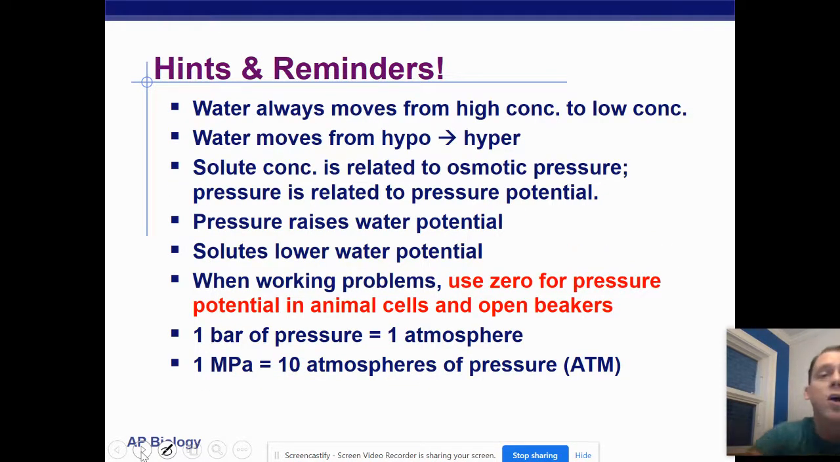Some reminders: water always moves from high to low or hypo to hyper. Solute concentration is related to osmotic pressure. Pressure is related to the pressure potential.